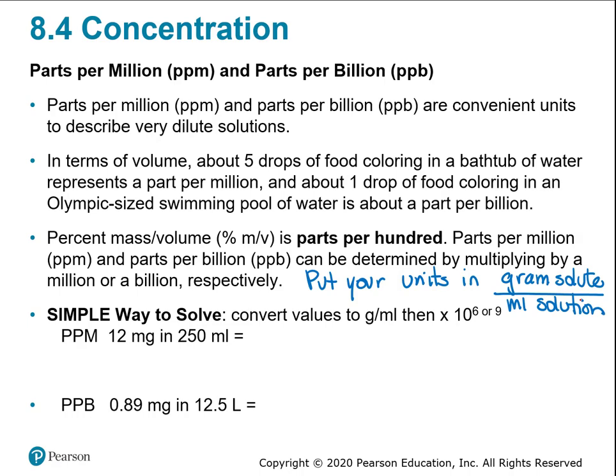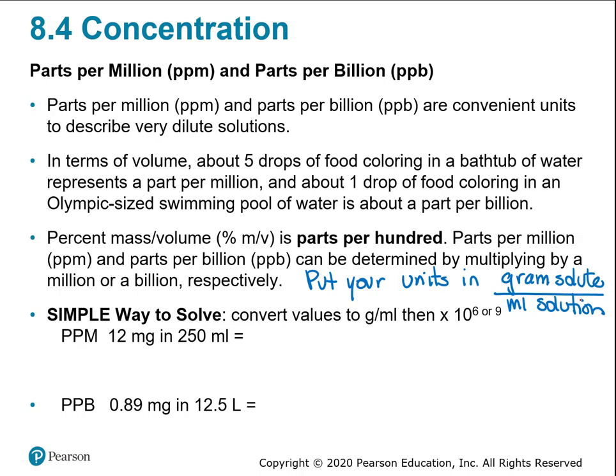So go to grams per mil times 1,000,000. That's a parts per million. Or multiply it times 1,000,000,000 if it's a parts per billion value. But always go to grams per mil. That way you never get it wrong, like trying to change and look at comparisons of them.